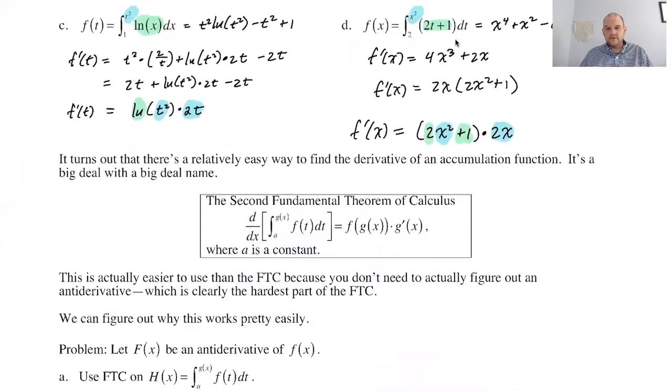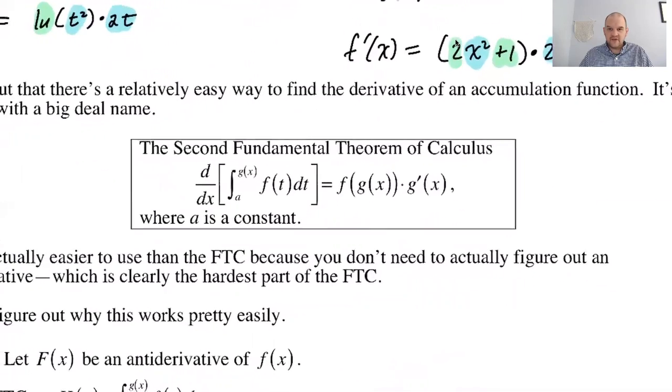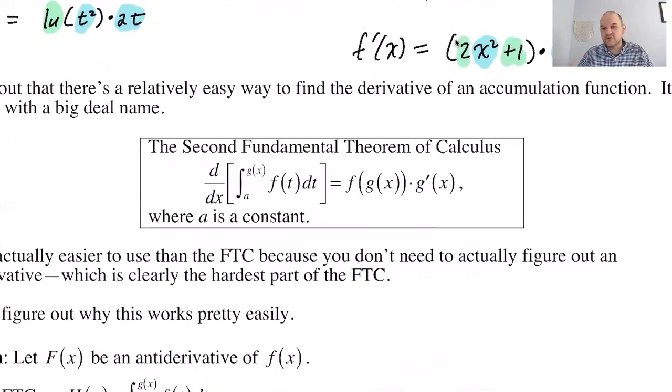And that pattern is called the second fundamental theorem of calculus. It tells you how to find the derivative of an accumulation function. And honestly, of the two fundamental theorems, this one is way easier to use because you don't have to find an antiderivative. There's very little to be done here, right? Derivatives are easier to find than antiderivatives. I think everyone can agree with that. As long as you remember the chain rule here, you will get these right.